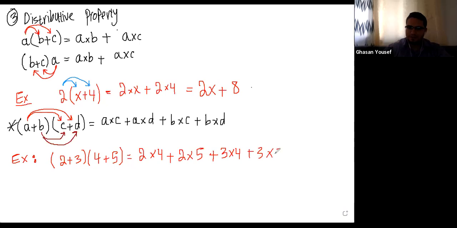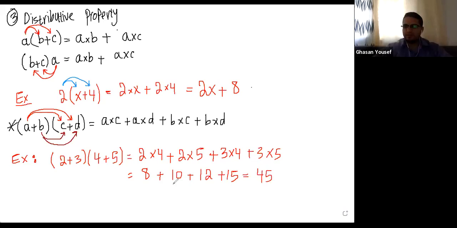Perfect. So the same thing, 2 times 4 plus 2 times 5 plus 3 times 4 plus 3 times 5. And the answer simplified, 2 times 4 gives me 8 plus 10 plus 12 plus 15. 8 plus 10 is 18, 28, 40, 55... So the answer is 45. Eric and Ahmed, this is correct, 45. Is it clear, this one? Distributive property?